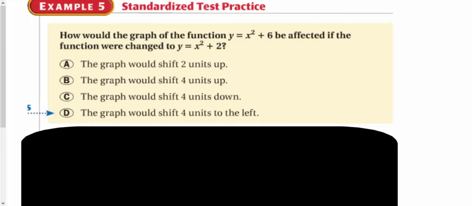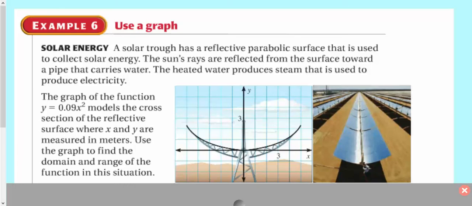And then this is a fun question. How would the graph of the function x squared plus 6 be affected if the function were changed to x squared plus 2? This would go down 4 units because then it goes from 6 down to 2, so it's going to go down 4 units. And that'd be C. I'll talk about that in class.